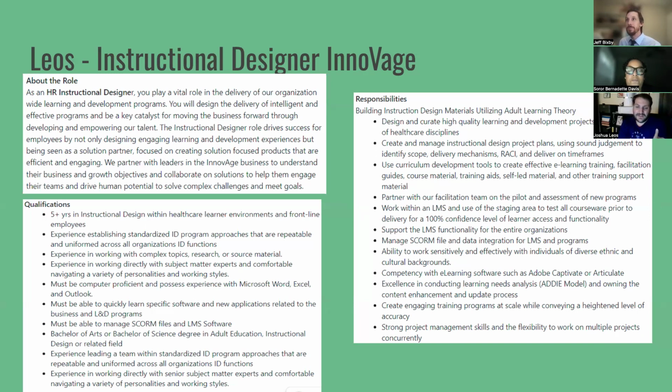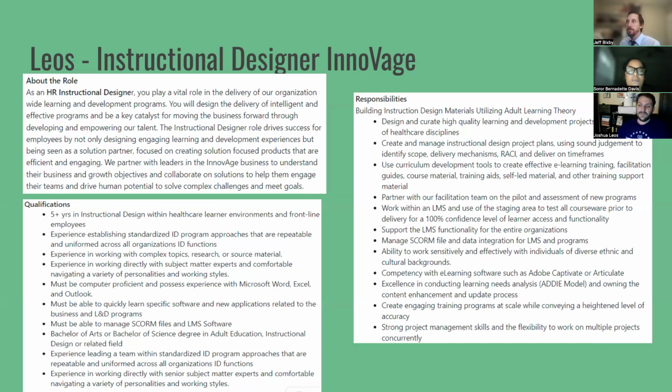But again, it's all the same stuff when you're searching for instructional designer. You're getting the same requirements. You're working with SMEs. You need to be computer proficient. You're learning new programs and LMS, and some kind of software that they want you to use. So this one is Articulate and Captivate. You've got to know some kind of program for them to want you.